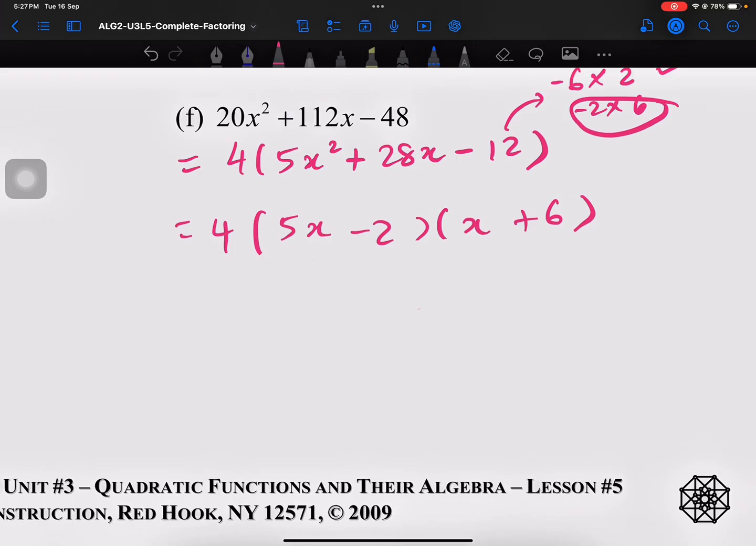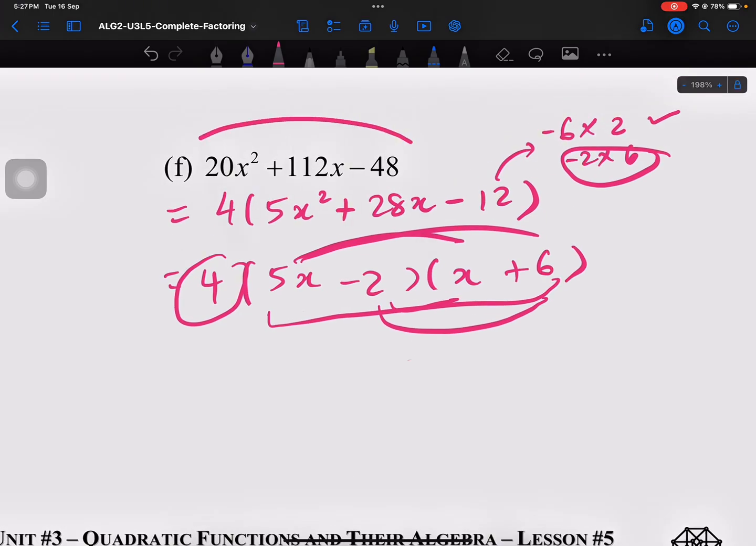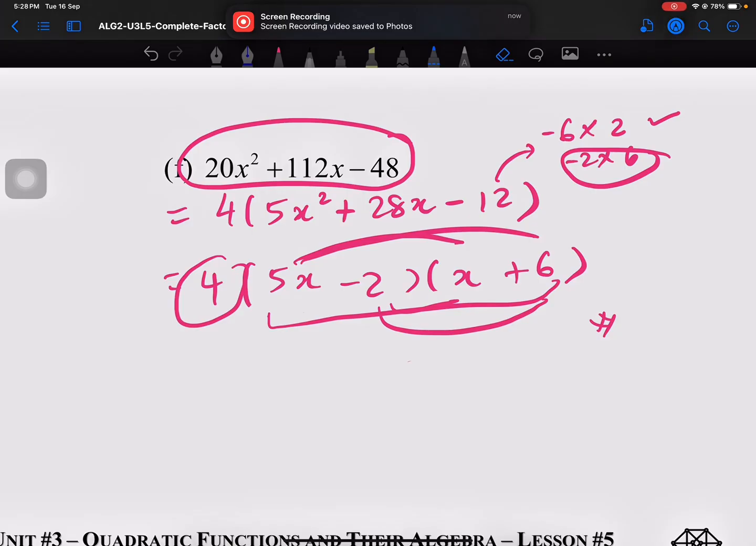But to give a final answer and make sure it is confirmed correct, you can expand these two brackets using the FOIL method, and then multiply by 4 outside. It gives you the same answer as F. So take out the GCF first, then use the factor method to find the factors. And then to check whether your answer is correct, you can expand the 2 brackets. If it matches, you are correct.